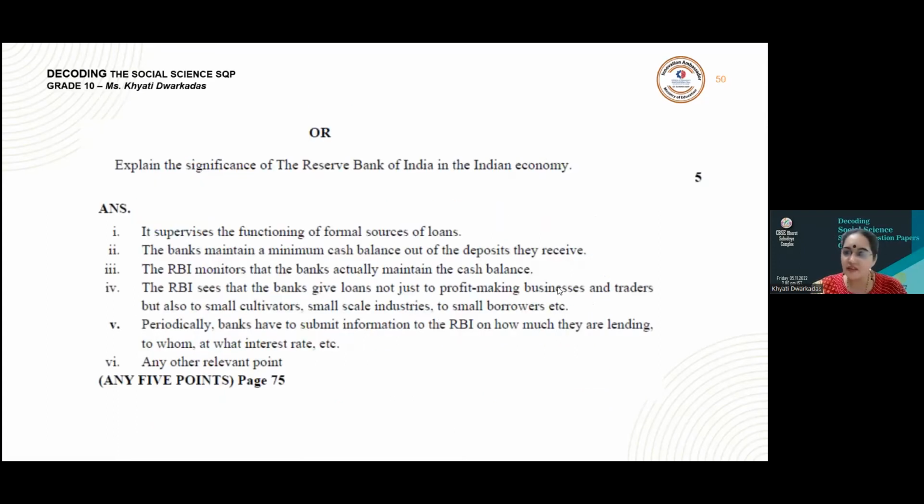Examine the significance of the RBI in the economy. And this was normally coming only for 3 marks. And the supervisory role of the RBI was expected. But now it has moved to a 5 marker here. That means the kind of explanation required on the role of the RBI has increased. So all those of us who teach the economics section have to be teaching it in a different perspective.